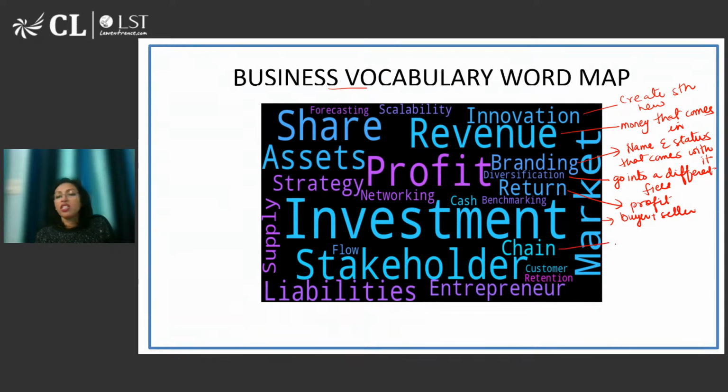Chain, of course, is a series. We already know the chain of command, the chain of logistics, supply chain, anything. Customer is a person who will buy your product, so he's the buyer. Customer retention means to keep the buyer. So when you are trying for customer retention, you want to keep the buyer, you want to make sure that the buyer comes back again and again.